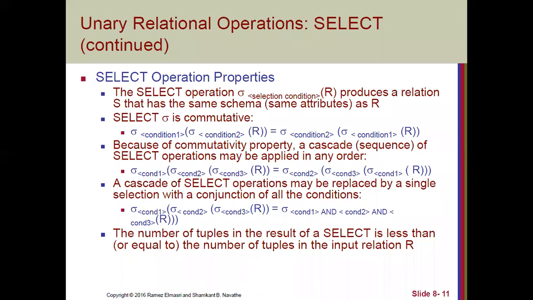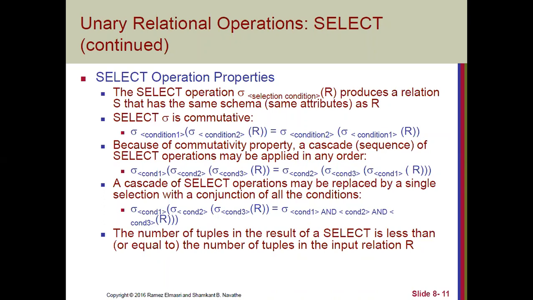The select operation sigma, select condition R, which we discussed in the previous slide, produces a relation S. The resultant S has the same schema or attributes as R. So it is obvious that whenever we apply a selection operator on any given relation, the resultant relation must have the same attributes. It is not possible that the resultant has different attributes which are not there in R. So that is the basic property.